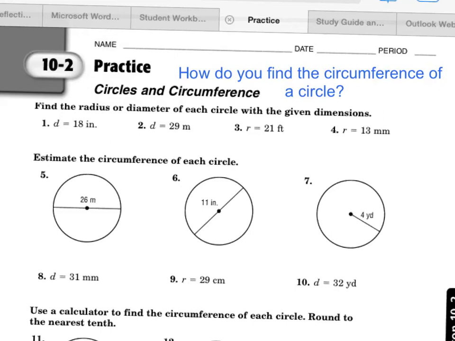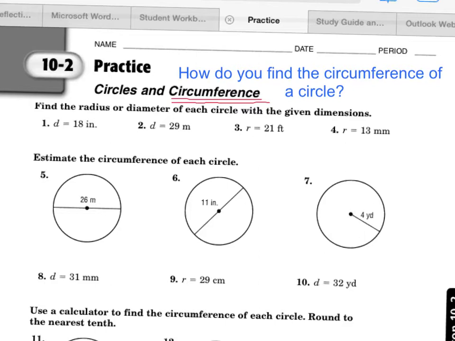In circles, when we're finding the perimeter of a circle, we actually don't call it perimeter, we call it circumference. And there are a few vocabulary words and a few parts of a circle that you need to know before you can calculate the circumference. And we're going to practice finding those parts of a circle today.